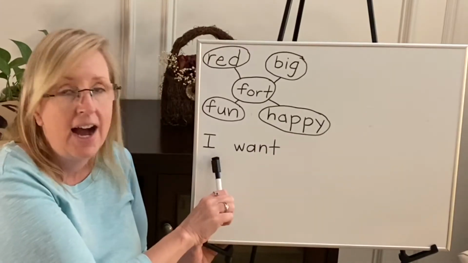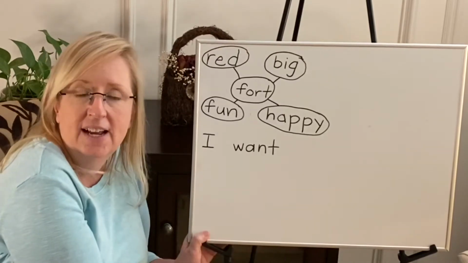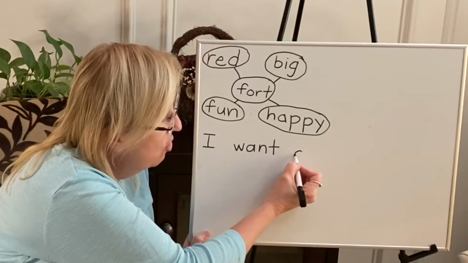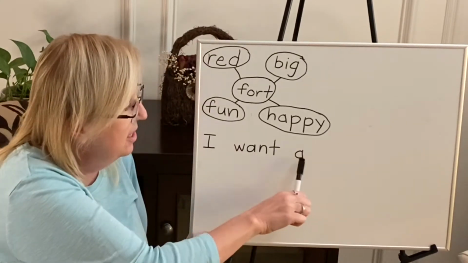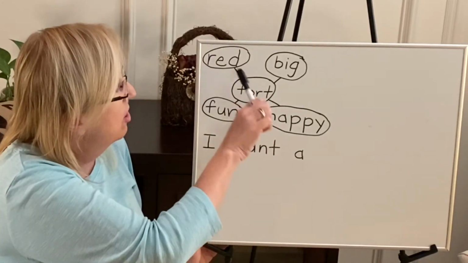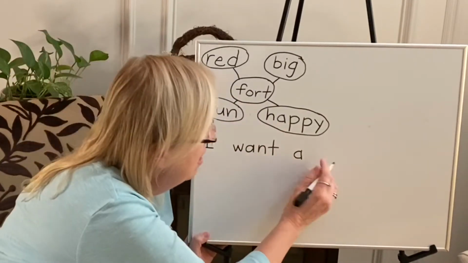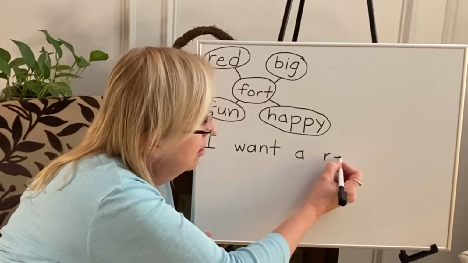Want. I want a. Now we know when we say it in a sentence, that's usually sight word A, pretty much always like that. I want a red fort. Now those are up in our word web. So we've got red and fort. Don't even have to do the sounding out.